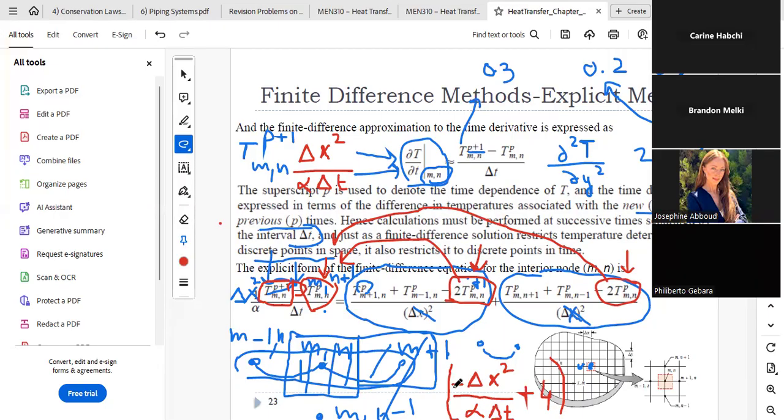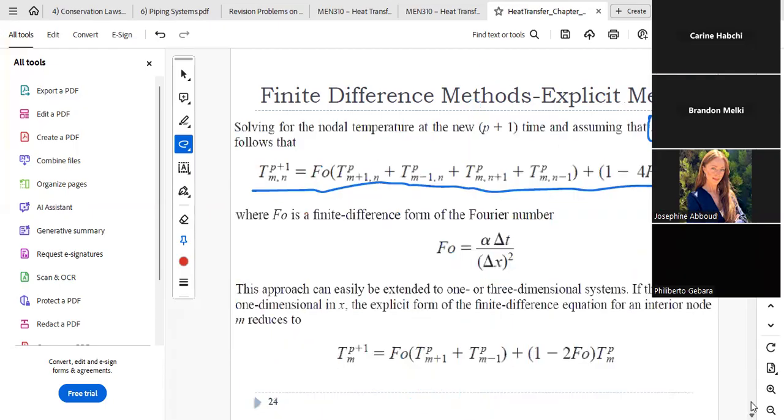Okay? Now for the remaining terms, TP m plus 1 and TP m minus 1 and TP m n plus 1 and TP m n minus 1, the coefficient from this side is 1. And if I take them to the other side, it's minus 1. Okay? So if I write my equation, I will obtain that the coefficients are as follows.